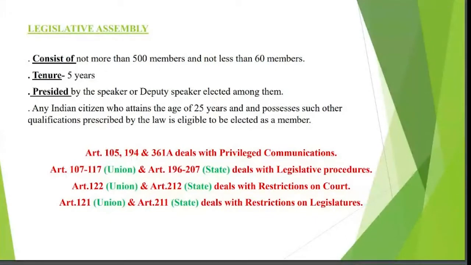Article 105, 194 and 361A deal with privileged communication. Legislative procedures are dealt with under Article 107 to 117 and Article 196 to 207. Article 122 and 212 deal with restrictions on court, and finally Article 121 and 211 deal with restrictions on legislature.